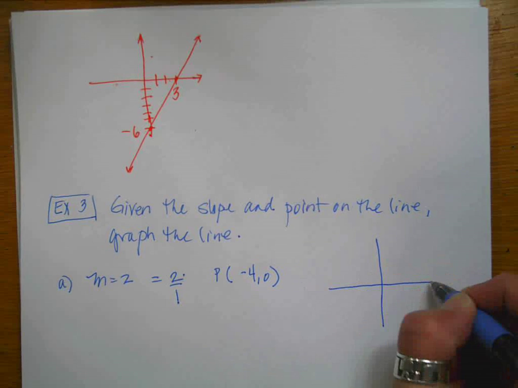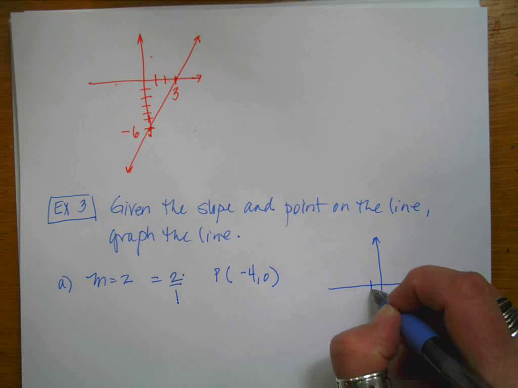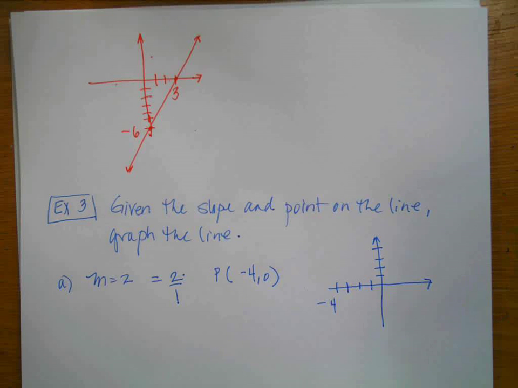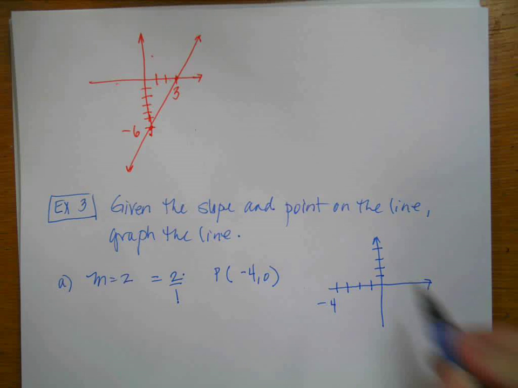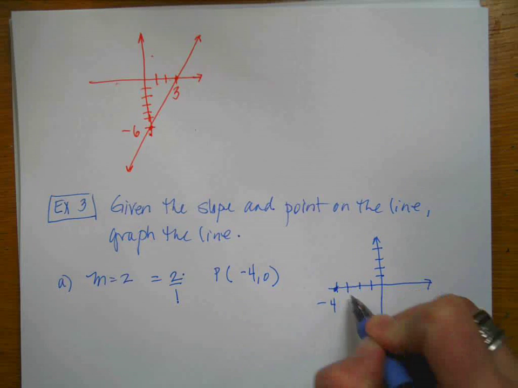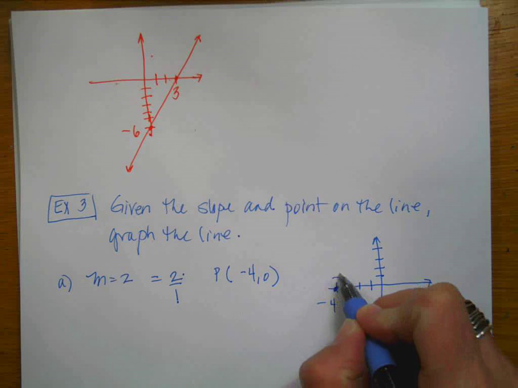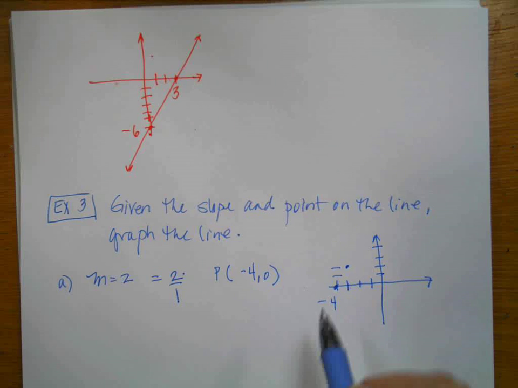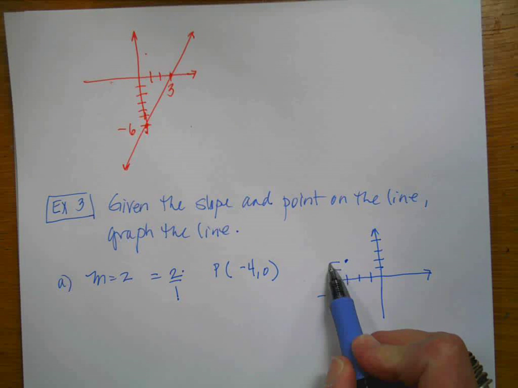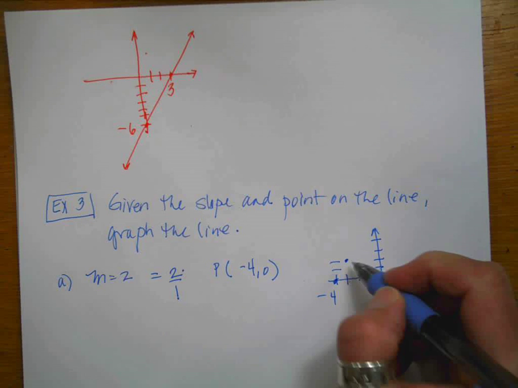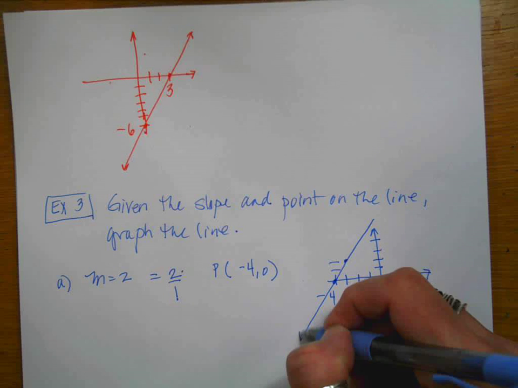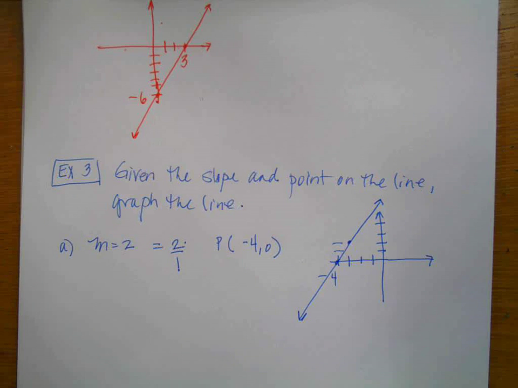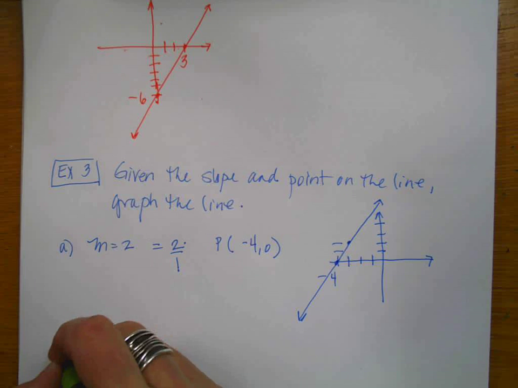Okay, so I'm going to start with the point. So my point was 1, 2, 3, 4, a negative 4. Somebody loves me. And then I have values on this axis. So I'm going to start here, and I'm going to go up 1, 2 over 1. There's my second point. So I went up 2 because it's positive for the slope, right 1 because it's positive. I'm going to connect the dots, and then there would be my line. Okay, so it's actually really pretty nice.